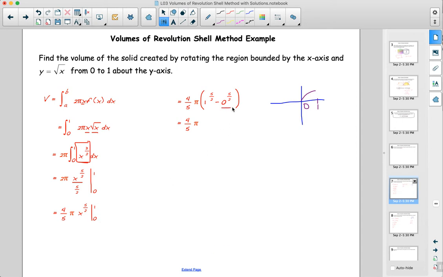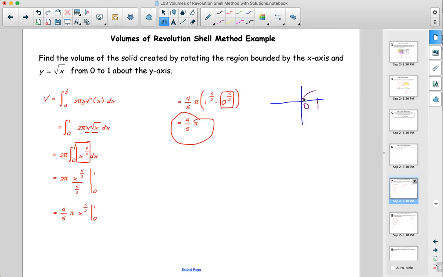I showed you the 0 I was writing in here, but if I was in university, I'm not so sure I would write that if I was pressed for time. 0 to any exponent is 0, 1 to any exponent is 1, and 1 minus 0 is going to be 1, so we're just going to have 4/5 pi times 1, which becomes 4/5 pi. So that's just going to be 4/5 pi.